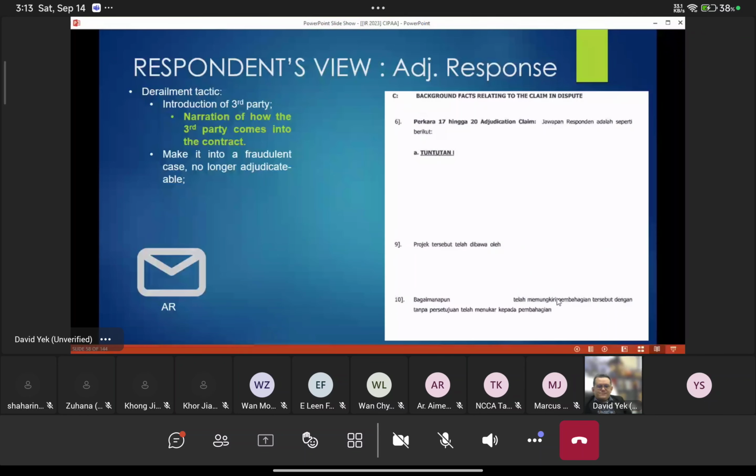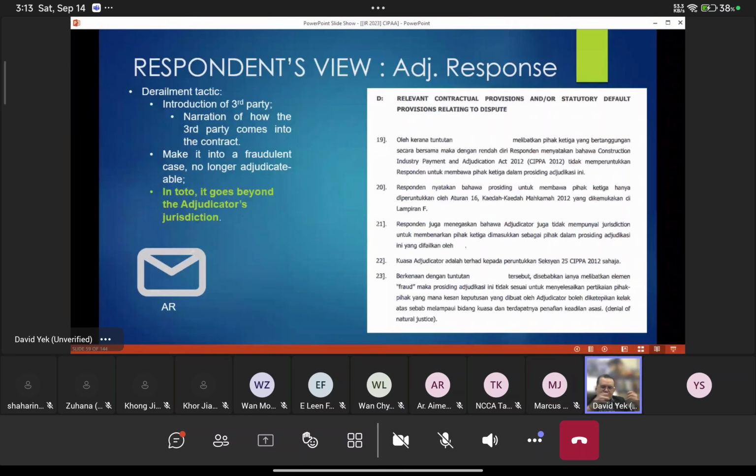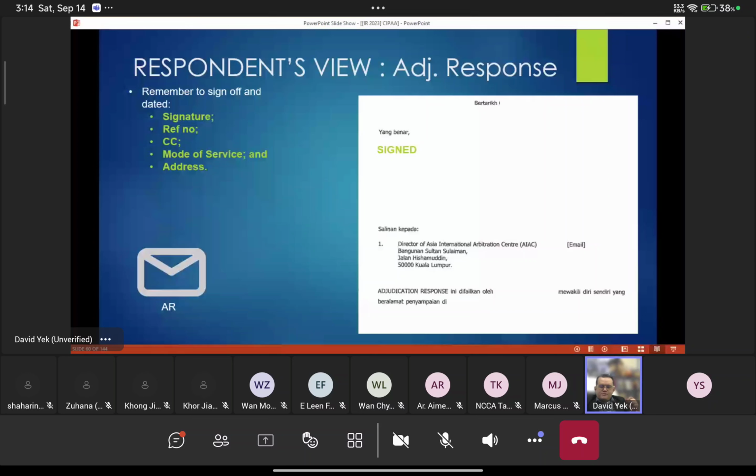So he's explaining the involvement of this third party and how this whole thing becomes fraudulent and cannot be adjudicated, and overall it goes beyond the adjudicator's jurisdiction. You see, so he writes everything down in that manner, and the lawyer that represents the respondent signs off. So this becomes a valid adjudication response.